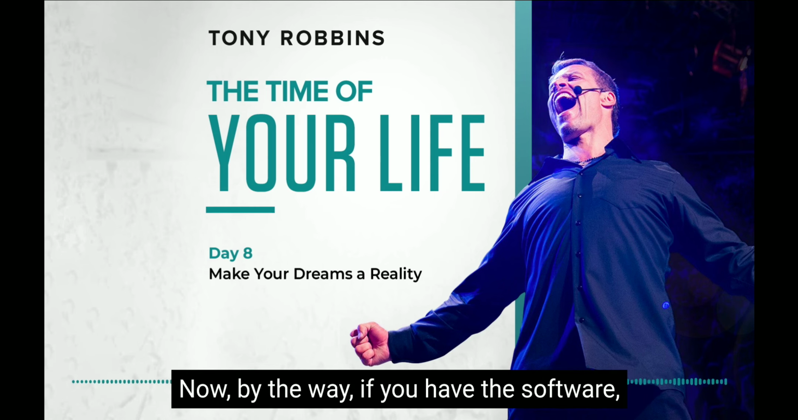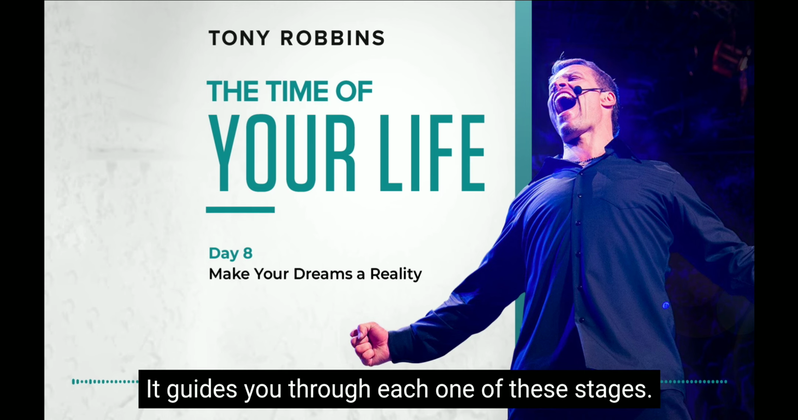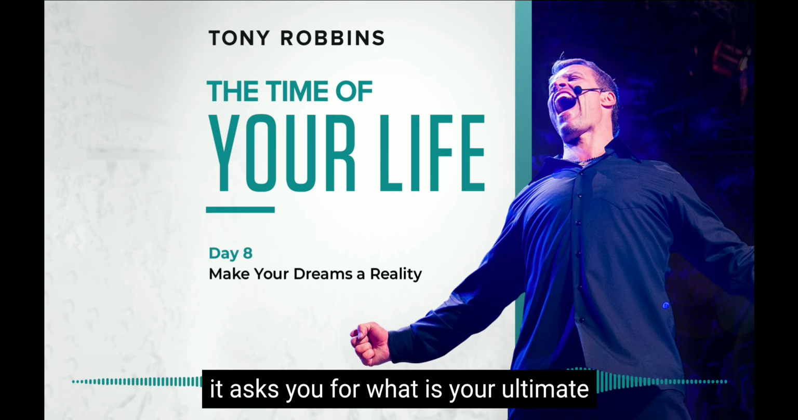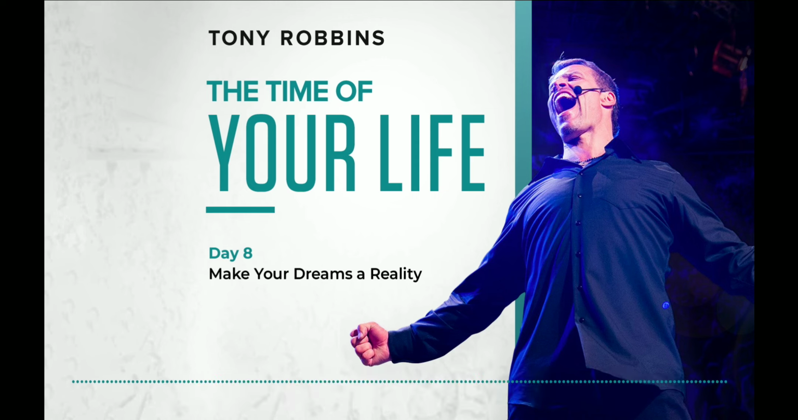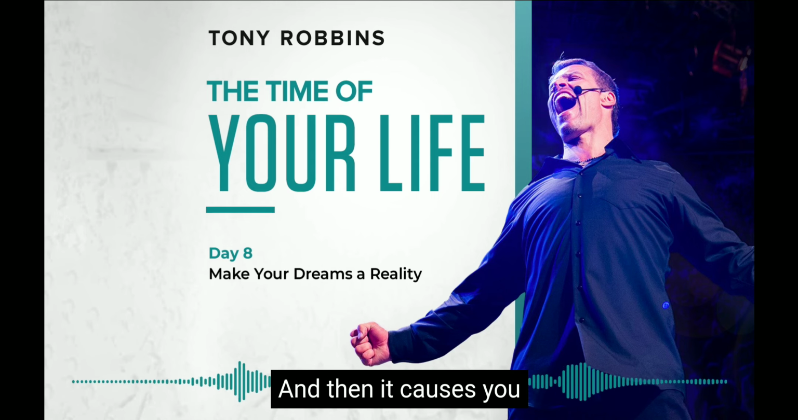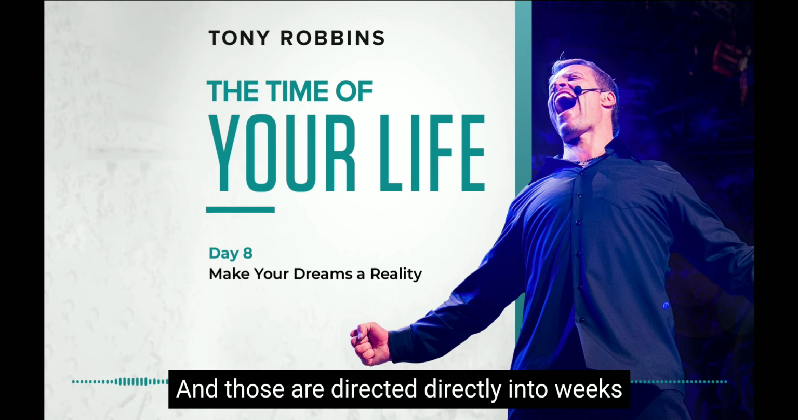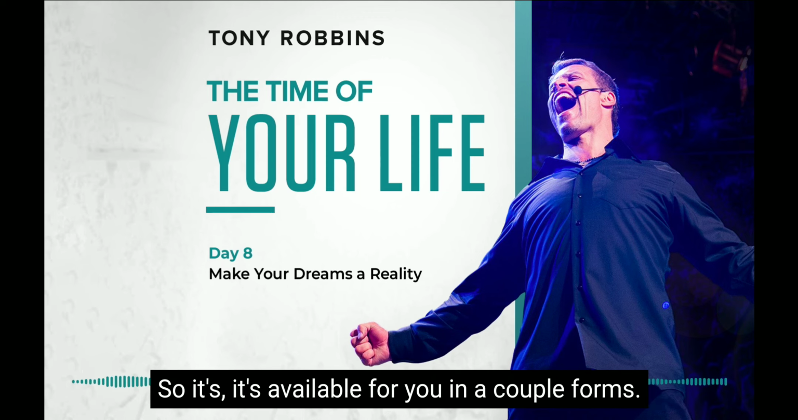Now, by the way, if you have the software, it does this for you automatically. It guides you through each one of these stages. You fill in your categories. It asks you for your roles. It asks you for what is your ultimate vision, your ultimate purpose. It says, okay, what are your 1-year goals? And what are your 90-day goals? And then it causes you to make those into blocks or projects. And those are directed directly into weeks or days as soon as you decide when you want to do things. So it's available for you in a couple forms.